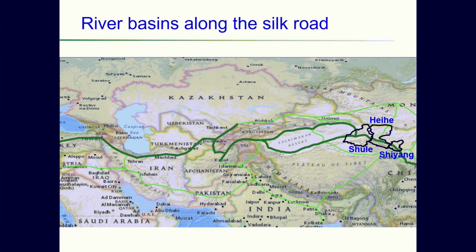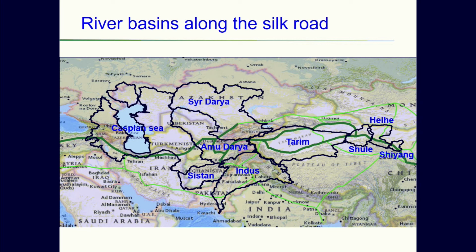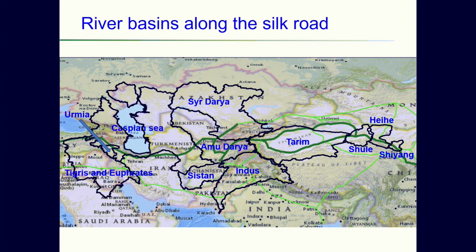There are many inland rivers in this region. From the very east of the Silk Road, we have the Shiyang River, Heihe River, Shule River, and then the Tarim River Basin. And the Aral Sea, Amu Darya contributed to the Aral Sea. And even to the west, we have the Sistan Basin, we have the Caspian Basin. And this portion of the Caspian Basin is the Urmia Basin. We also have the Tigris and Euphrates Basin.